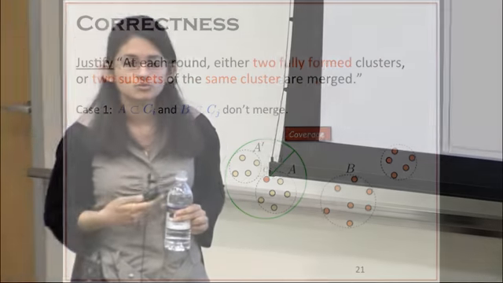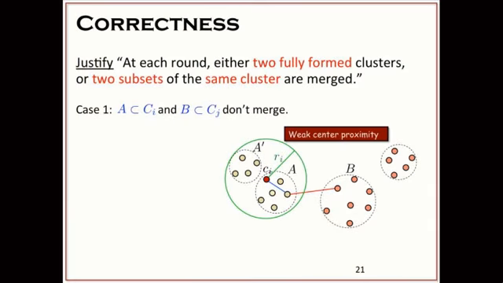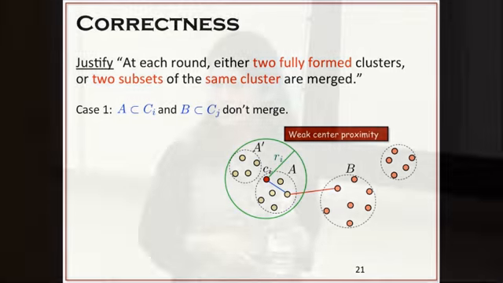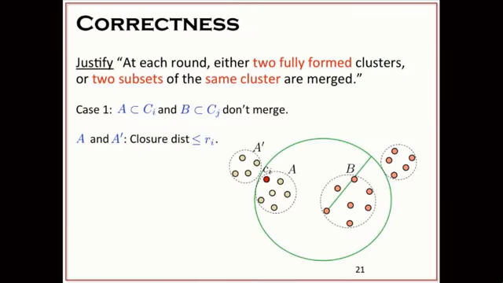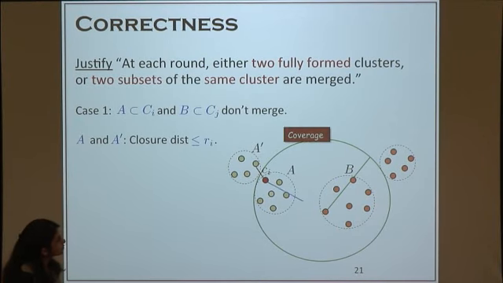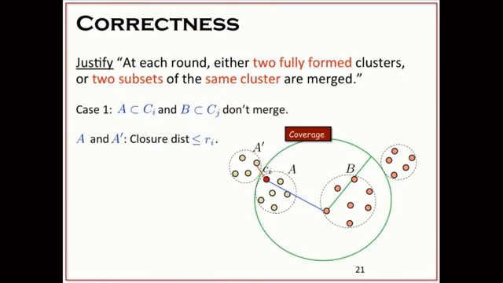By what I explained to you 2 slides ago, we know that the closure distance of these 2 is at most Ri. If you want to remember, it's because of the coverage, the ball keeps all of the points, and by weak center proximity, nothing is closer to points outside than the center. So definitely for A prime and A, the closure distance is Ri. What about for A and B? OK, so let's see what the closure distance is. We'll pick one center. We'll draw the ball. And now we look at the center that was in A.